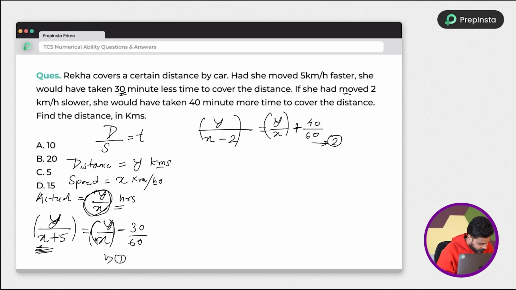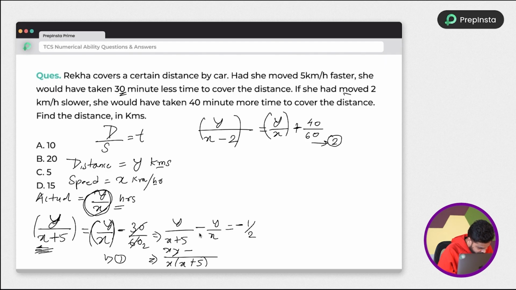And how do I do that? Can I not write this equation as y upon x plus 5 minus y by x is equal to minus 1 by 2, because 30 upon 60 is 1 by 2? Can I not solve it as x into x plus 5, xy minus xy, I'm just opening it the direct way, right? xy minus 5y is equal to minus 1 by 2, right? And this I can write as x into x minus 2, right?